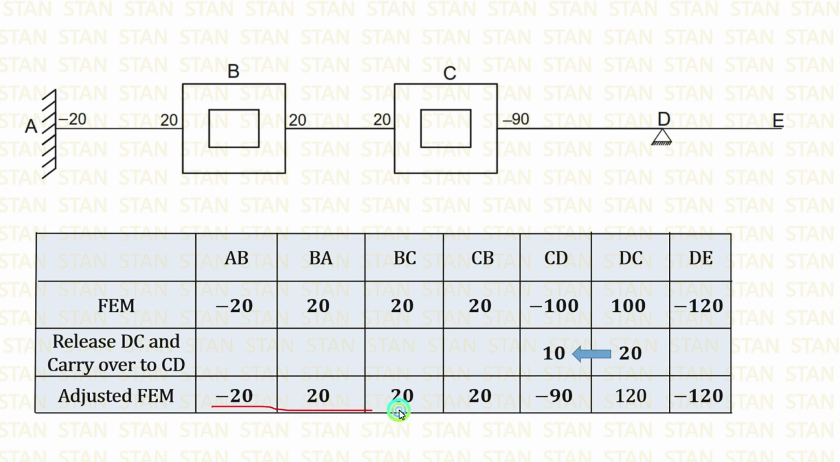We have to enter the fixed end moments inside the boxes. In the point A, there is only one fixed end moment, that is MAB. In the point B, there are two fixed end moments, MBA and MBC. In the point C also, we have two fixed end moments, MCB and MCD. In the point D, we have already calculated the final moments, so there is no need to enter the moments.